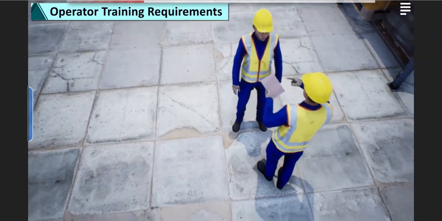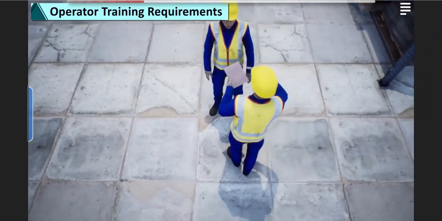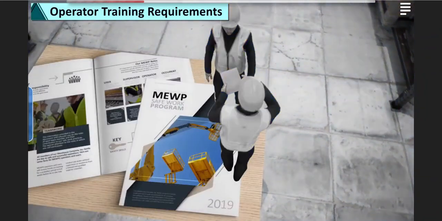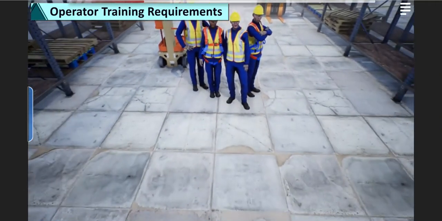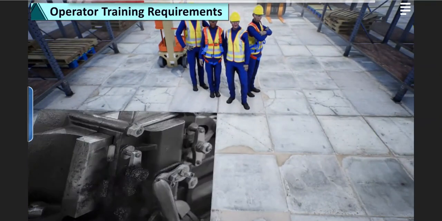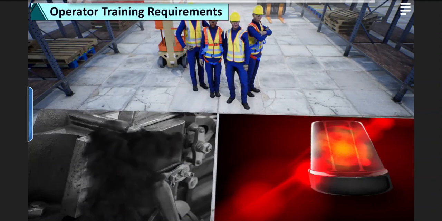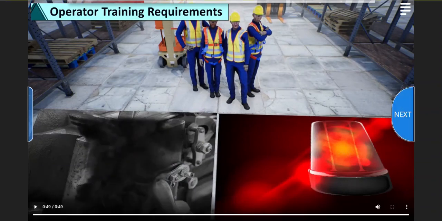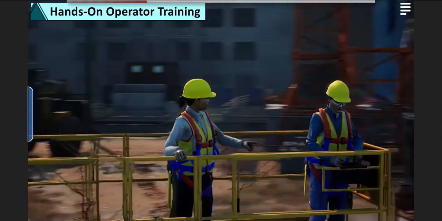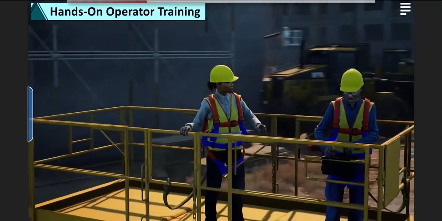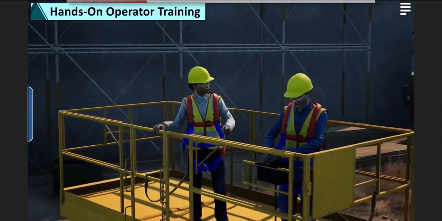Theory training also includes the employer's policies and procedures, the site's MEWP safe use program, and the responsibilities of each person working with the MEWP, including roles and responsibilities during malfunctions or emergency situations. Before a trainee can be authorized to operate a particular MEWP, they must operate the model under the direction and evaluation of a qualified trainer.